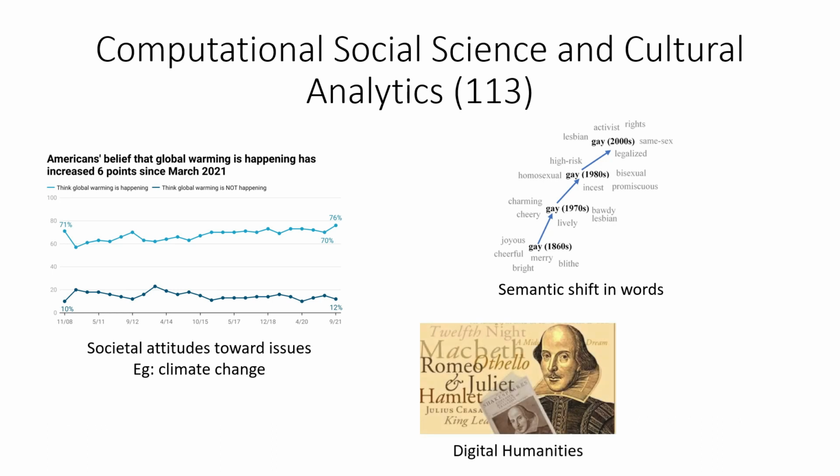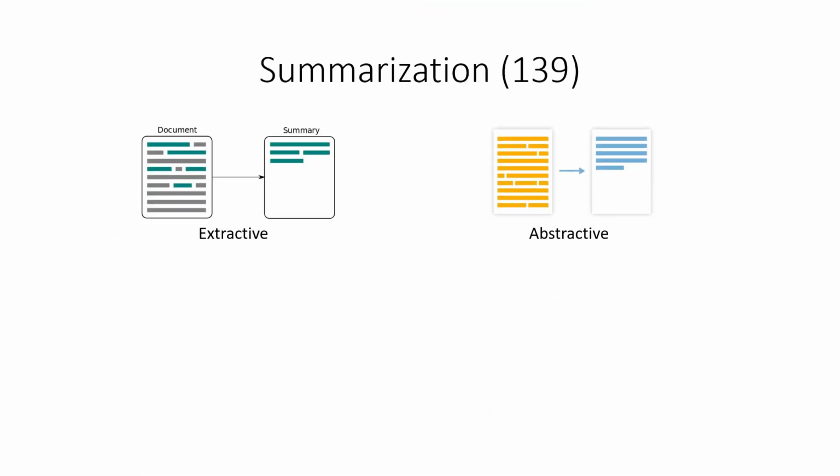A researcher studying English literature might want to analyze all of Shakespeare's works and how his style has changed over his lifetime. These sorts of applications and more are available when we have models that can quickly read over millions of words of text. Next up is summarization with 139 submissions.